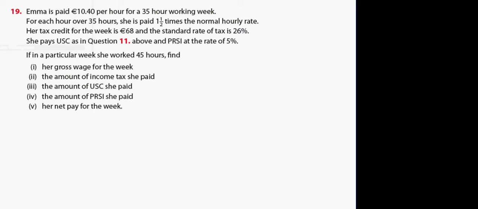Emma is paid €10.40 an hour for a 35-hour working week. For each hour over 35, she's paid 1.5 times the normal wage. So to find her 1.5 times wage, we get €10.40 and multiply by 1.5. Can somebody tell me what that is, please?